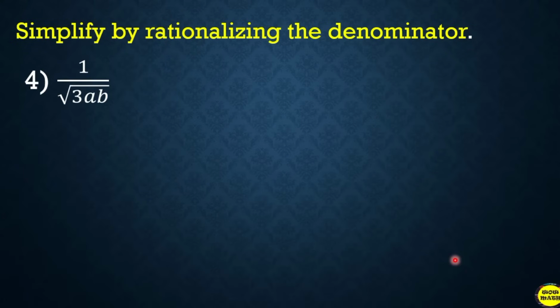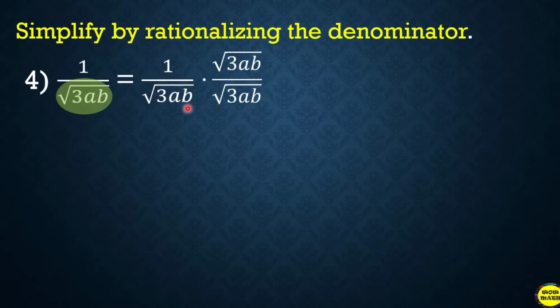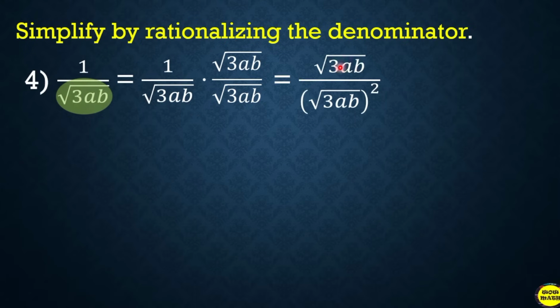Number 4, we have 1 over square root of 3ab. Okay. So, imumultiply natin yung given natin by square root of 3ab, both numerator and denominator of the fraction. So, 1 times square root of 3ab, that is square root of 3ab, and then square root of 3ab squared, the answer is 3ab. So, therefore, the final answer is square root of 3ab over 3ab.